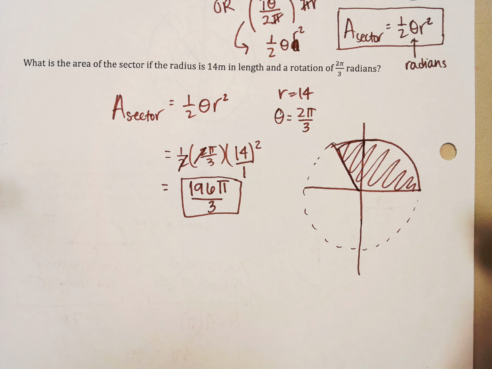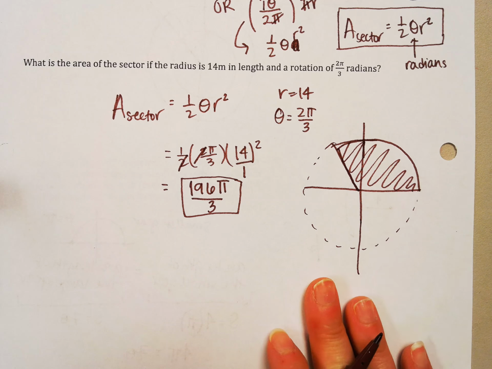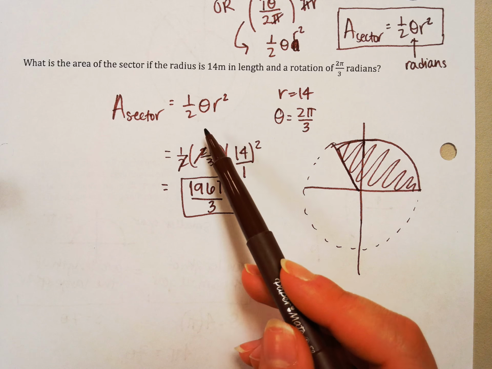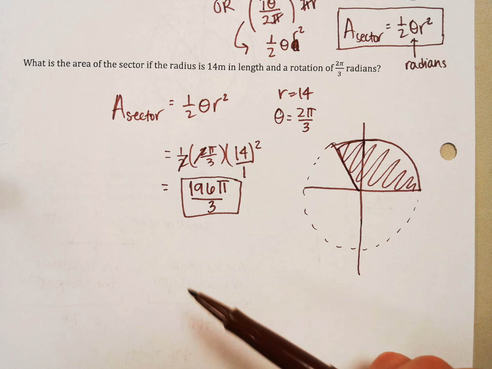So there's two kind of big concepts for today. Was the gear problem, where the intercepted arc length of the small gear equals the arc length of the large gear, and then the area of a sector, which we just plug in basically the amount of rotation that we have, and then use our radius for a circle.